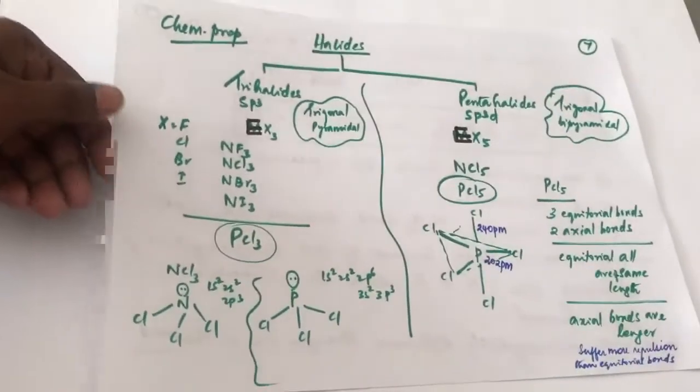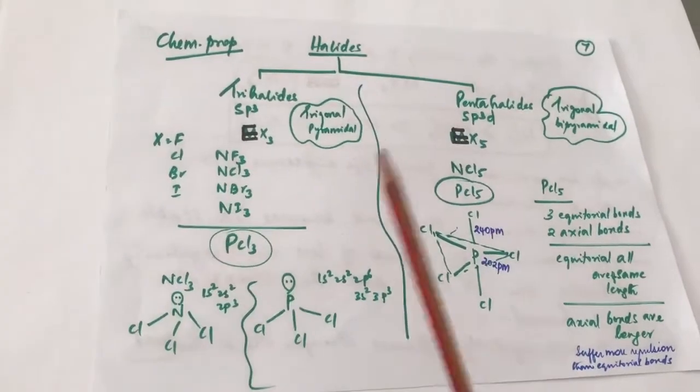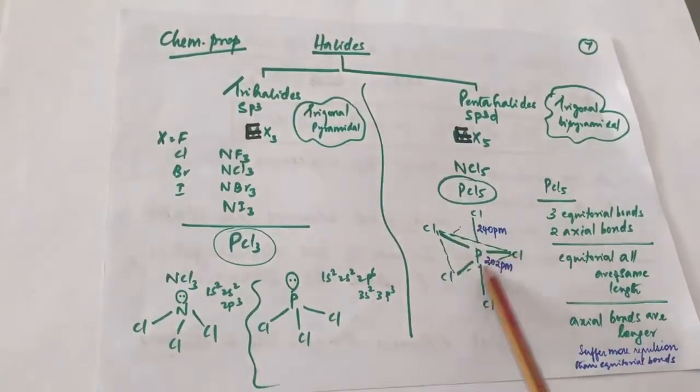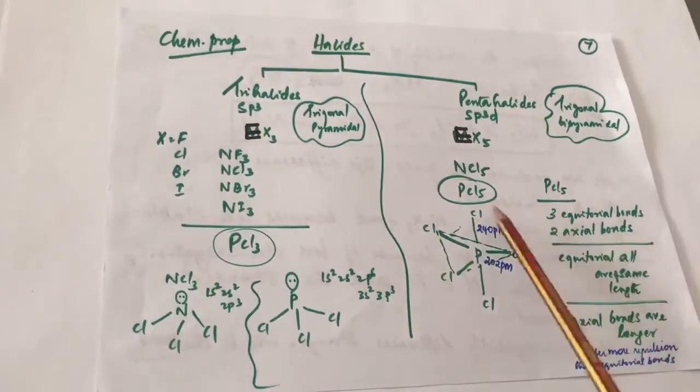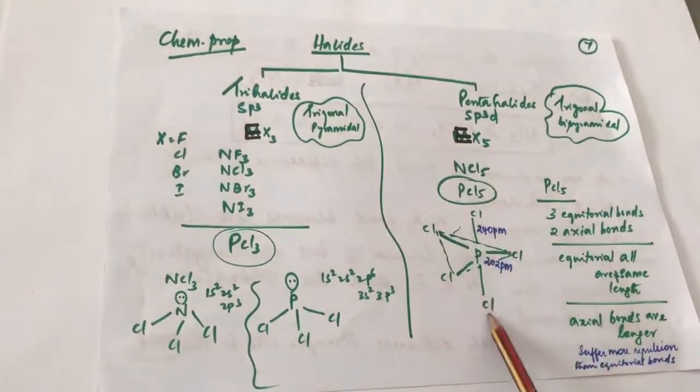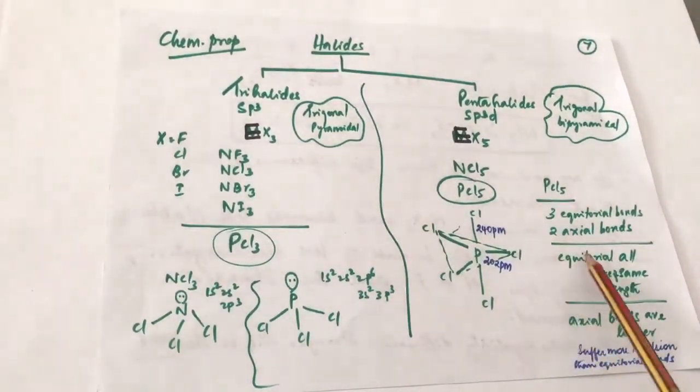Okay, that means one bond is above and one bond is below this, like that. So along the equator, this is the equatorial plane. There are 3 equatorial bonds and 2 axial bonds, that means up and down, one chlorine here, one chlorine here. Now, what is the peculiarity of this?